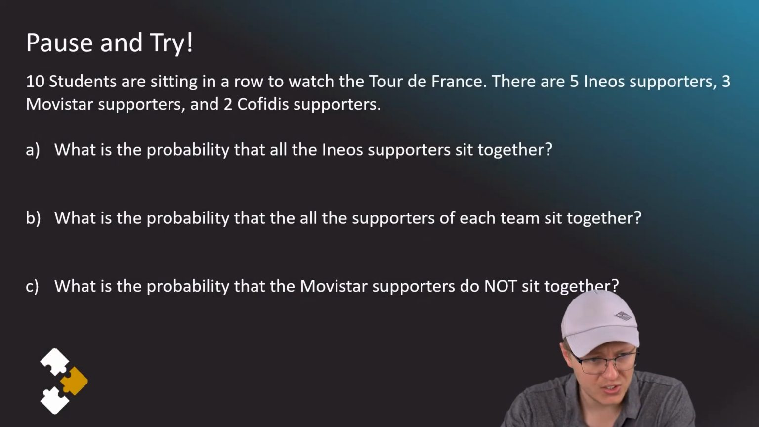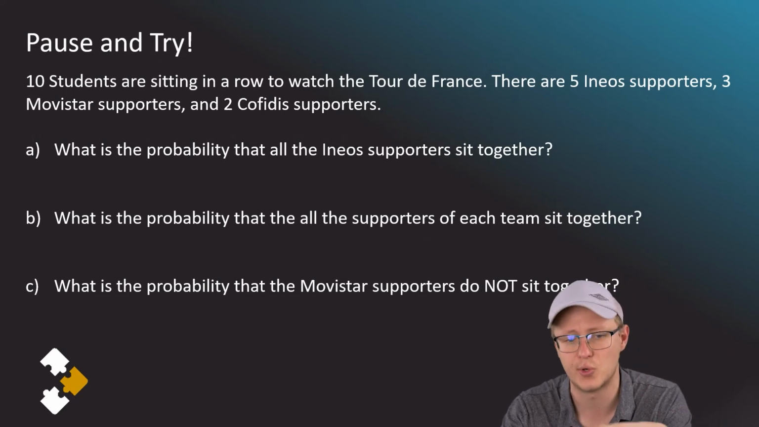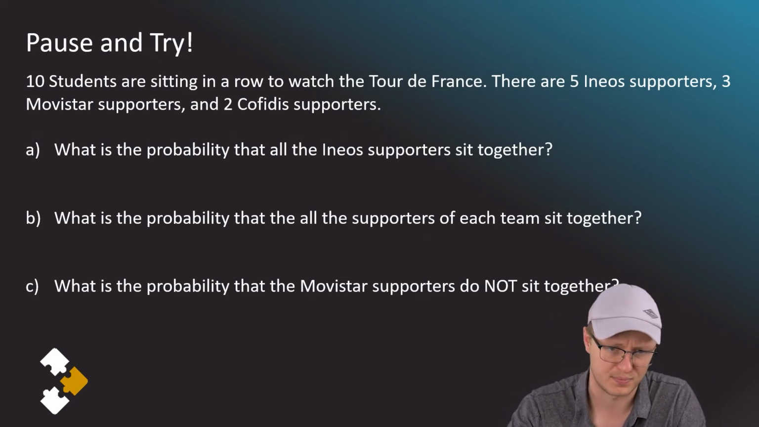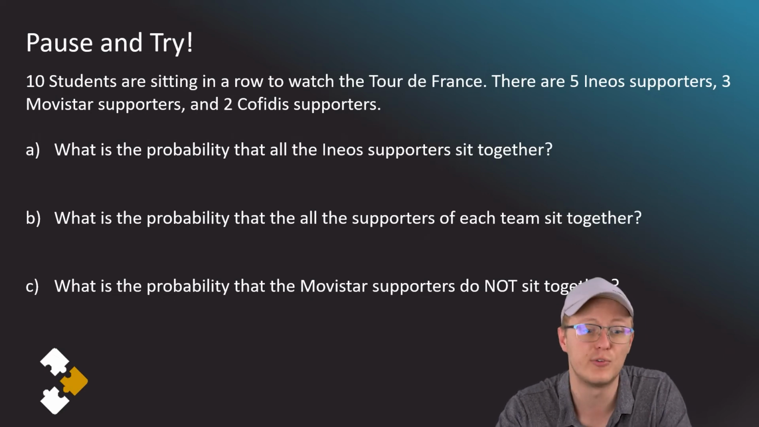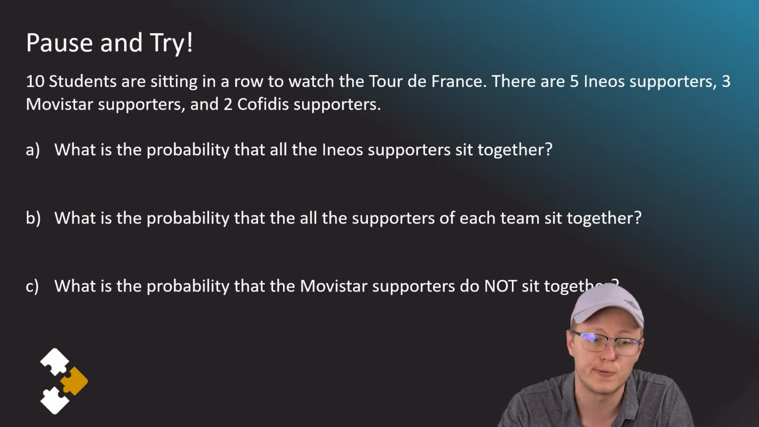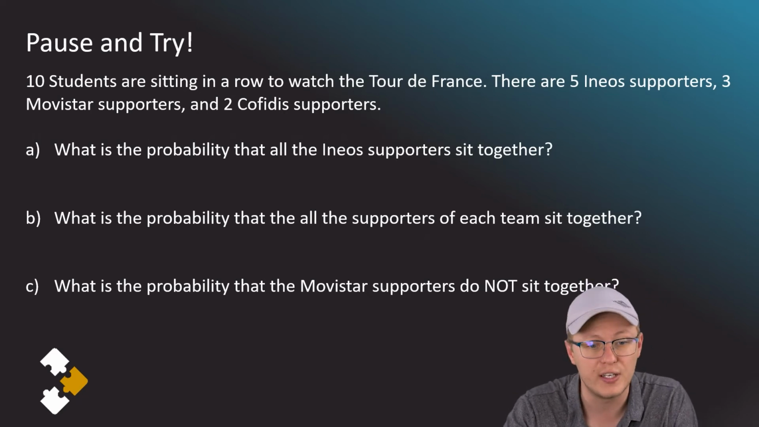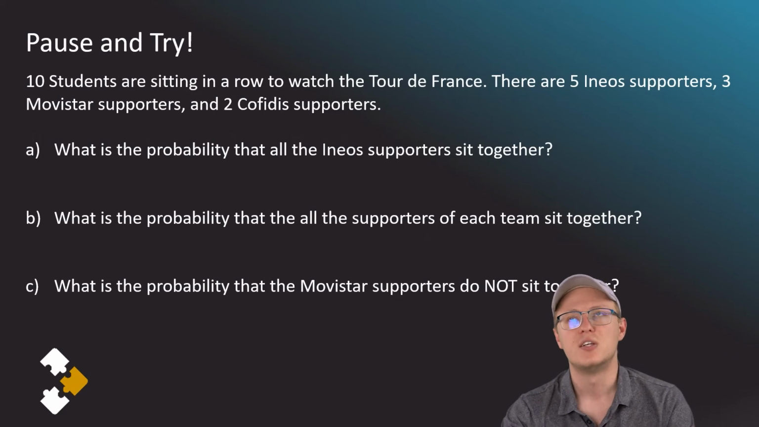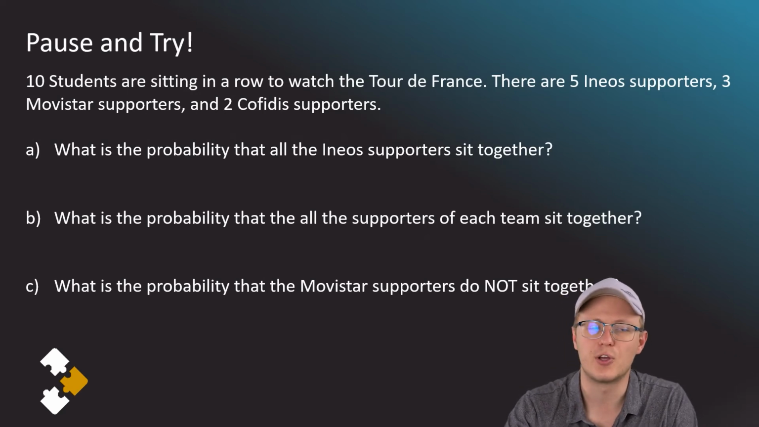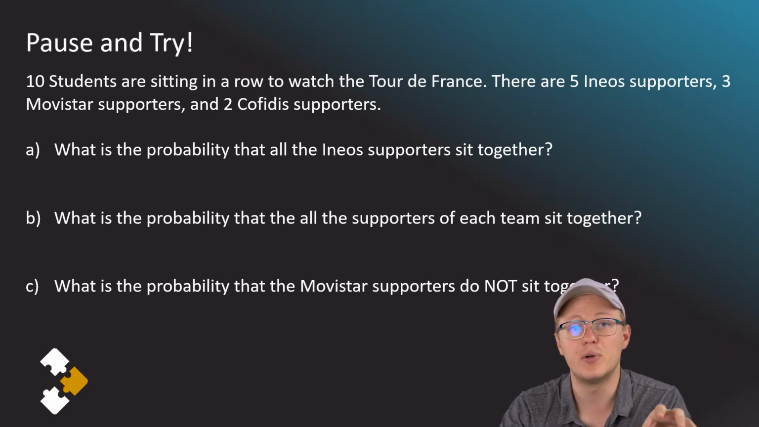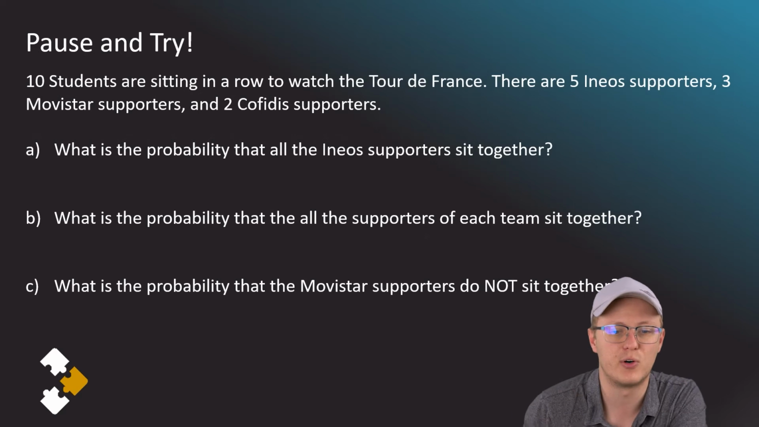Fantastic. So, we have the 10 students and they're sitting in a row to watch the Tour de France. There are 5 Ineos supporters, 3 Movistar supporters, and 2 Cofidis supporters. So, what's the probability that all the Ineos supporters sit together? So now we're talking about probability, and we know for that we have to go and take the number of outcomes for the event divided by the total possible number of outcomes.